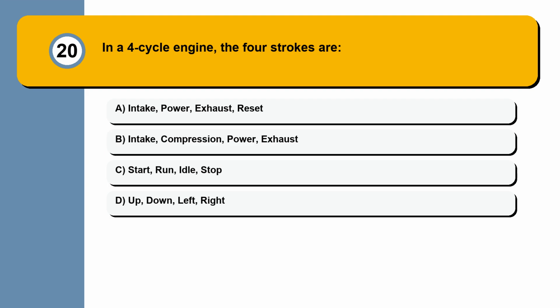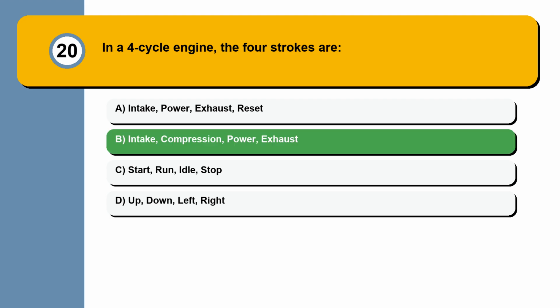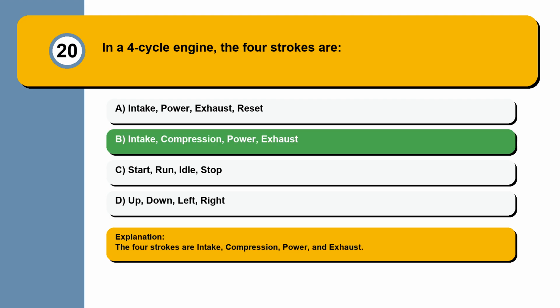Question 20. In a 4-cycle engine, the 4 strokes are intake, power, exhaust, reset; intake, compression, power, exhaust; start, run, idle, stop; up, down, left, right. The 4 strokes are intake, compression, power, and exhaust.